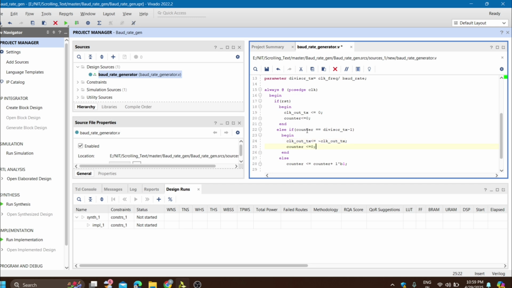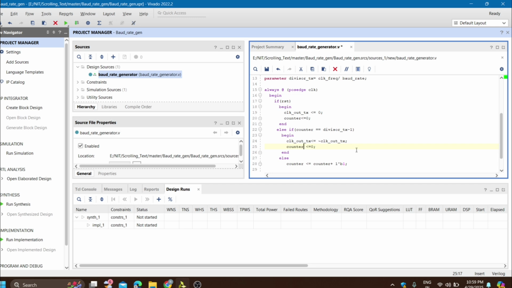Okay, so what is happening here? Let's say counter equals 0 and this value is around 10,000. So is 0 equal to 10,000? No. Then what is happening? Counter equals counter plus 1, meaning the counter will increment. Then again it checks whether 1 equals 10,000. No. Then again the counter will increment. It will go up to that value, 10,400 minus 1. Up to that value it will go, and when that counter value and this value are equal, clock out TX will toggle and again the counter equals 0.